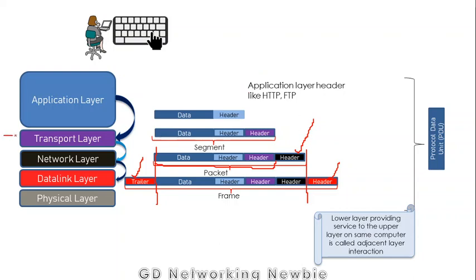So for example, the transport layer, the application layer, and the network layer are adjacent layers, and they interact with each other to make communication between nodes possible. So this is called the adjacent layer interaction.